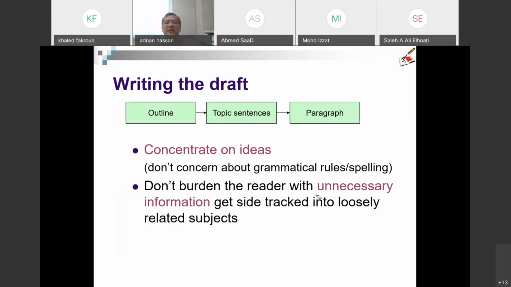Okay, so don't burden the reader with unnecessary information or get sidetracked into loosely related subjects. Sometimes when you are writing, the tendency to deviate from the main idea is there. But try to be focused, and put in related ideas.